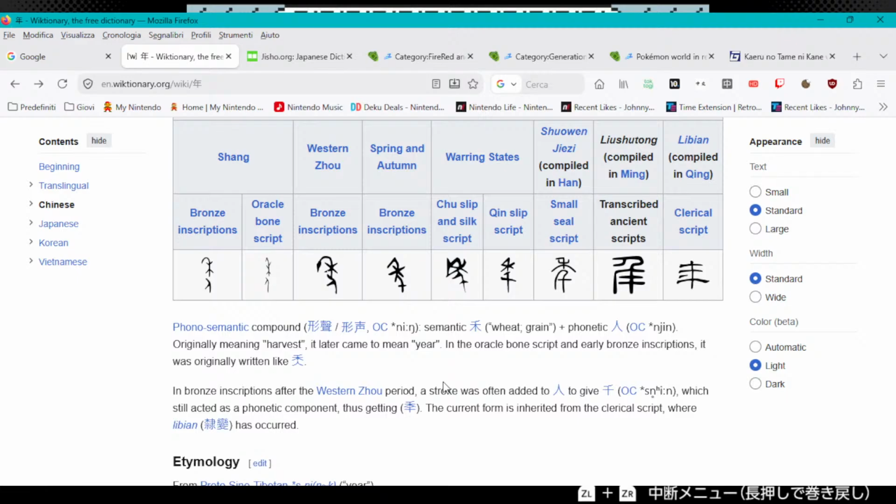But actually later it evolved. They added a stroke, as mentioned there, and so it actually became another kanji. But interestingly enough, in this case, it still works as the phonetic component, as mentioned also here. And so we'll actually check it. We'll take it as a chance to study it.